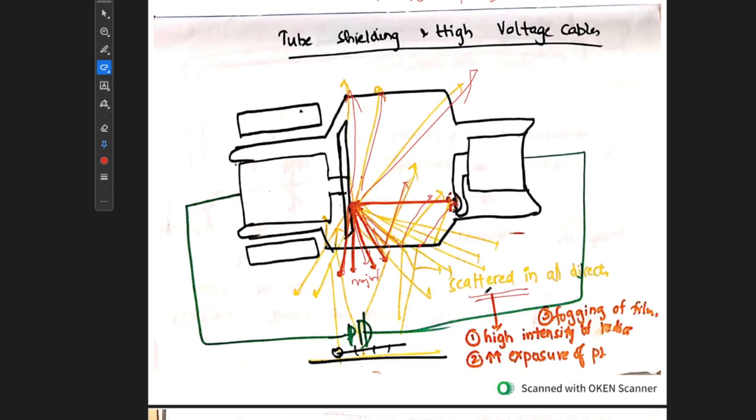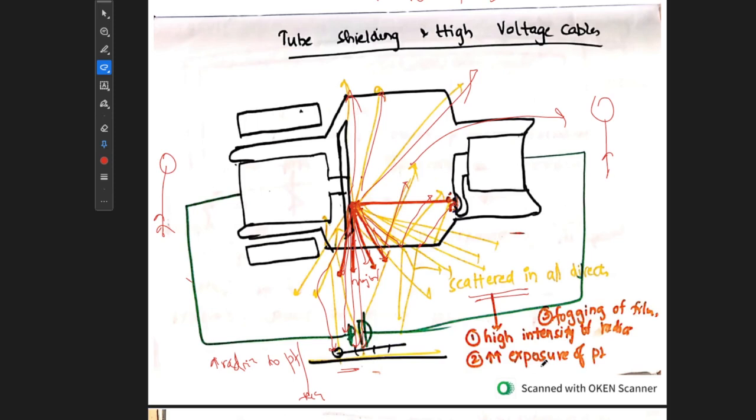When the X-rays are scattered, they increase the radiation to the patient. This is the wanted, needed X-ray which will hit the patient, which is good. This other X-ray is not needed, it is unwanted. So when it hits the patient, this is excess radiation, and there is increased risk of radiation to the patient and also to the technician. If the technician stands outside near the tubing, then obviously this X-ray can come and hit the technician. As a result, there is high intensity of radiation around the X-ray tube, which is a problem to the patient and also to the technician.